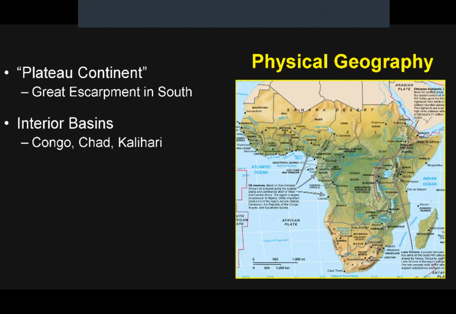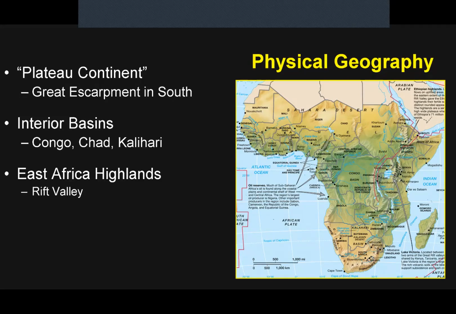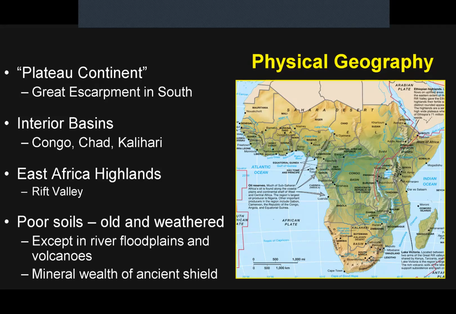Some of the interior basins include the Congo, which is right in the middle basin, the Chad one, which is in the country of Chad, Niger, as well as the Kalahari, which is down in the south in Botswana. Now, the major mountains, there are some in the central and western part, but the major mountains are in the eastern highlands. And we're going to talk about that Rift Valley coming up. But large mountains, volcanoes, lakes, etc.